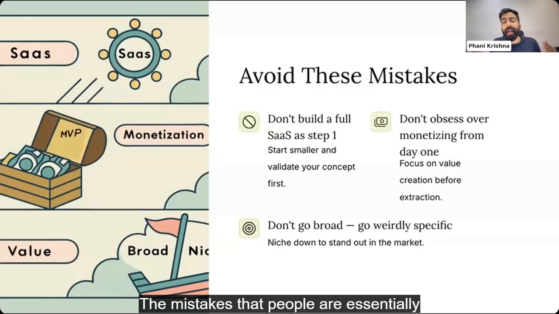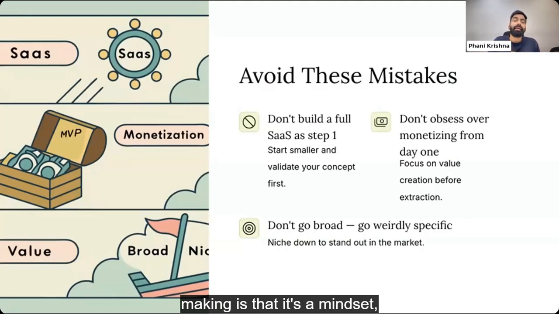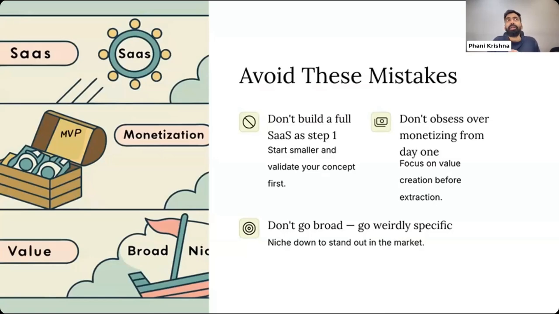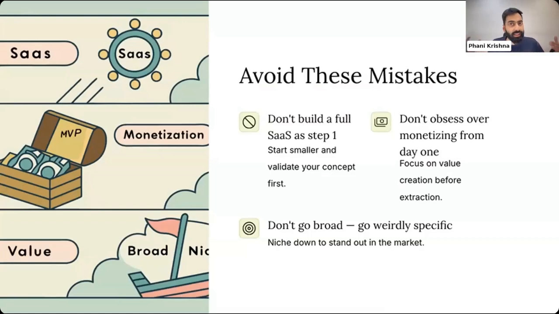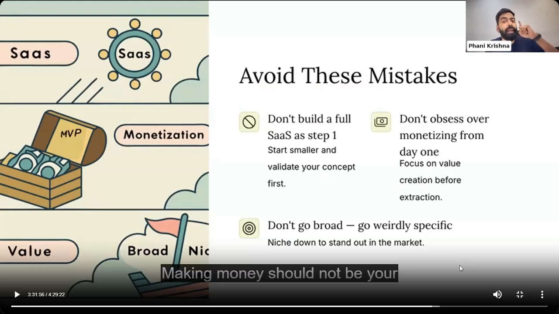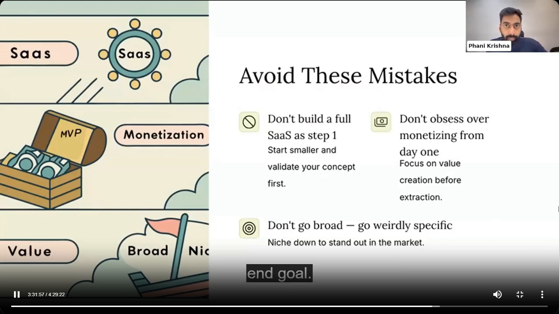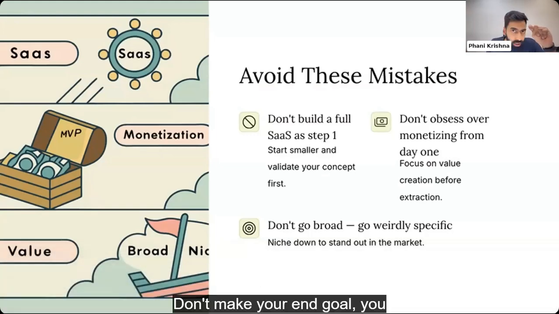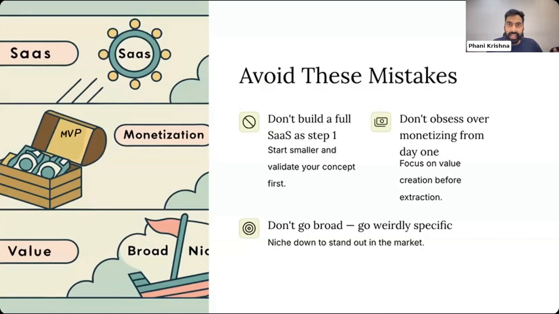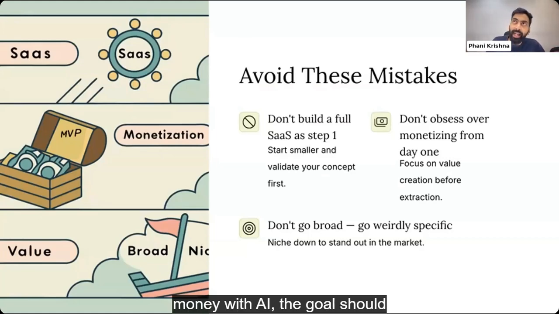The mistakes that people are essentially making is that it's a mindset, right? When you think of making money, of course, money is a sweet thing. All of us want to make as much money as we can. But making money should not be your end goal. What I want to really tell you is using generative AI, don't make your end goal to make money. While I have also termed this entire session as how to make money with AI, the goal should be to always provide value.